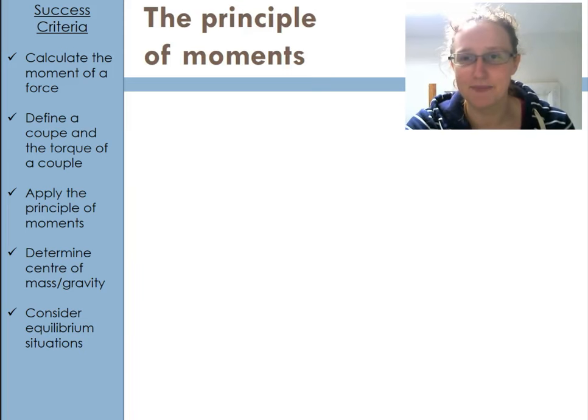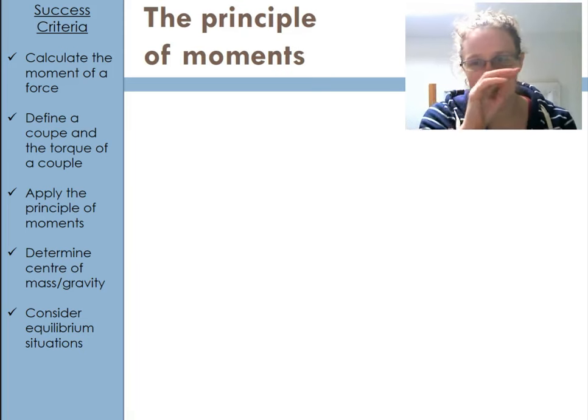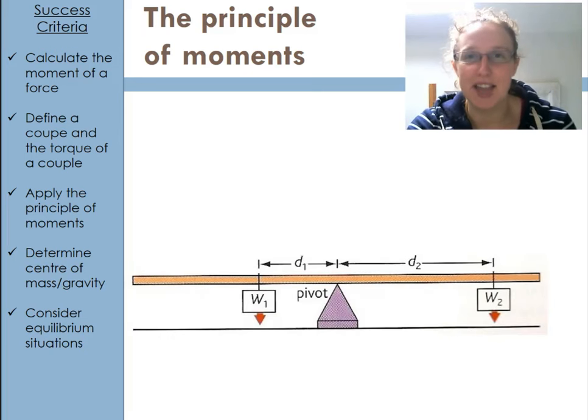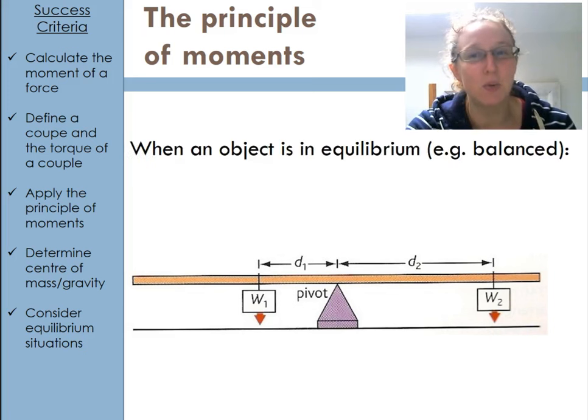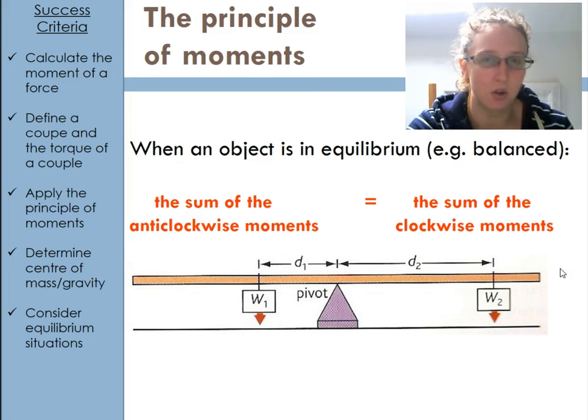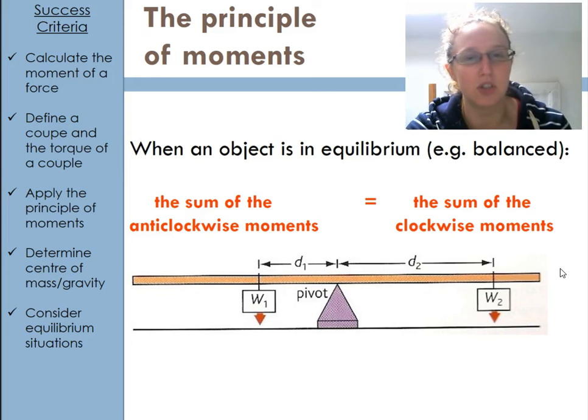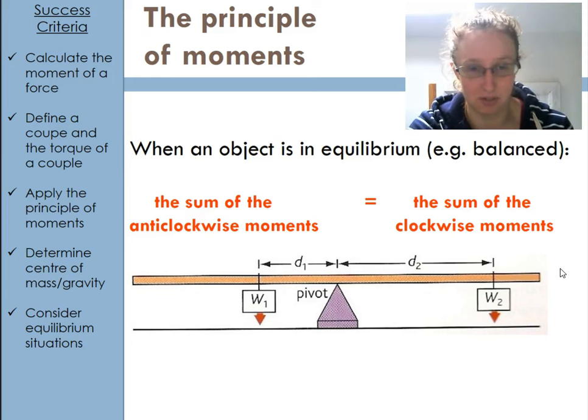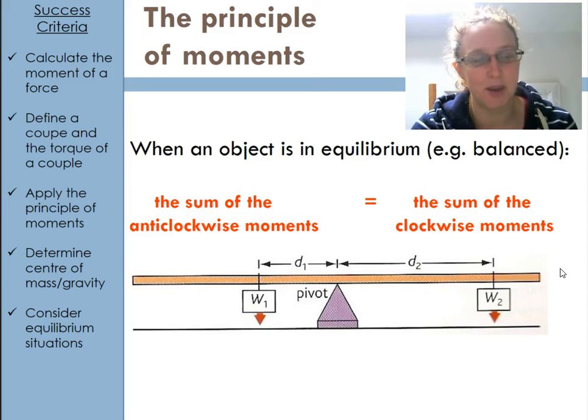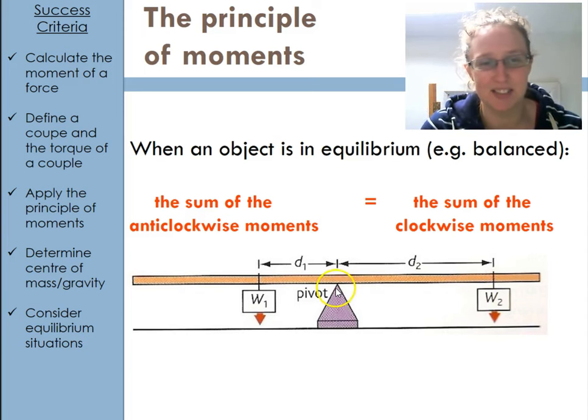Okay, moving on though, this brings us to a very important principle, and this is the principle of moments. What this says is that when an object is in equilibrium, so when it's balanced, the sum of the anti-clockwise moments is equal to the sum of the clockwise moments around the pivot, around any point, sorry, to be clear. So I can take moments about any point. Now, with this thing, it makes sense to make it around the pivot point. It's nice and easy and it's simple.